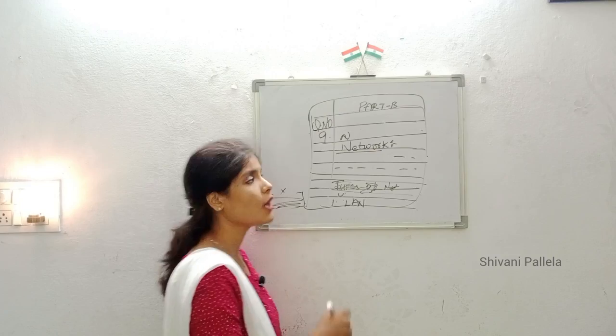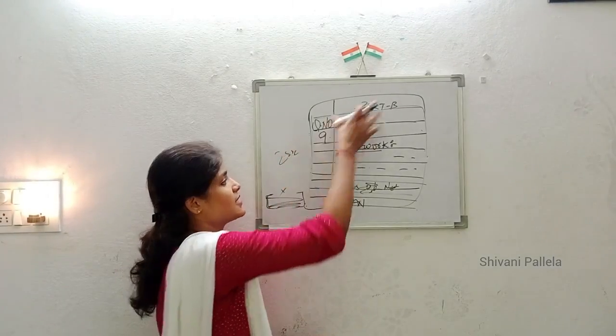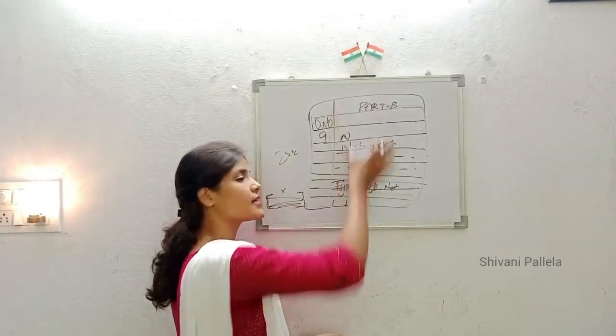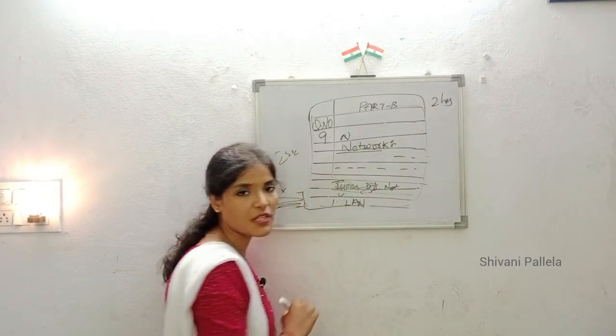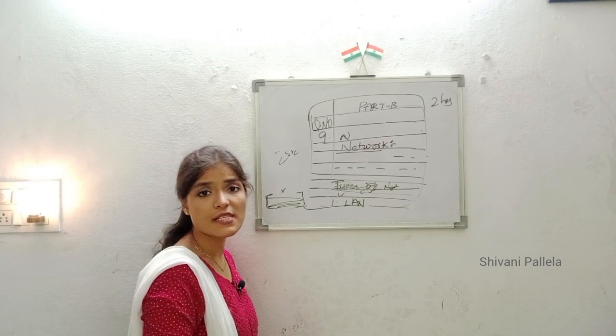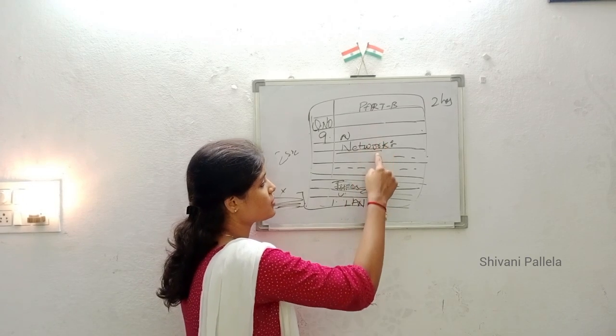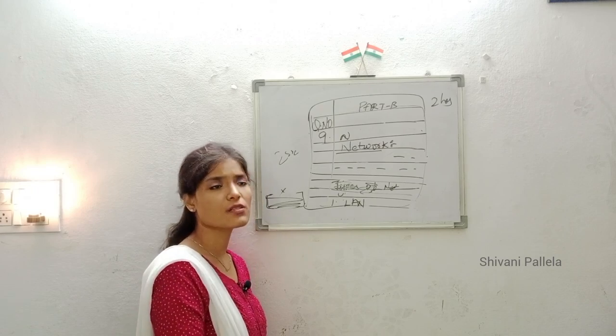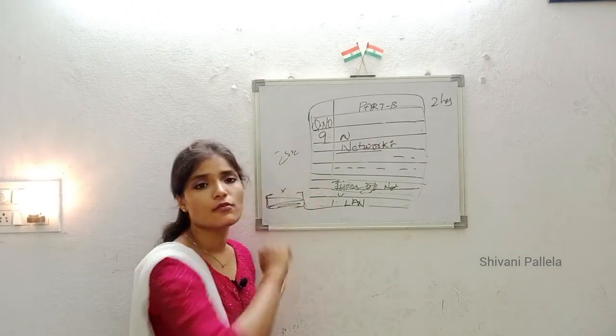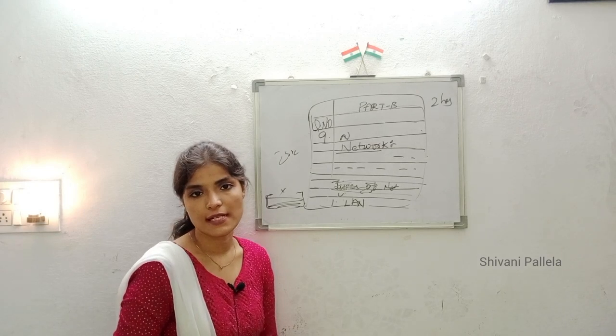For long answers, two sides is enough, this is one side and the back side. Two hours only is the time duration. For short answers, 5 to 6 sentences is enough, 1, 2, 3, 4, 5 lines is more than enough for 2 marks. So for long, 2 sides. For short, 6 sentences is enough.